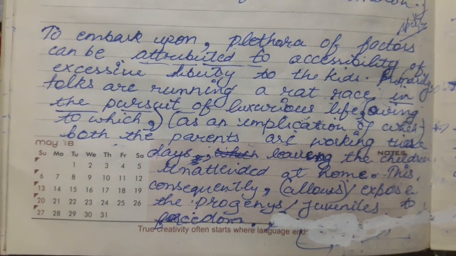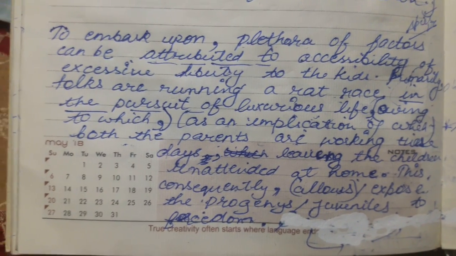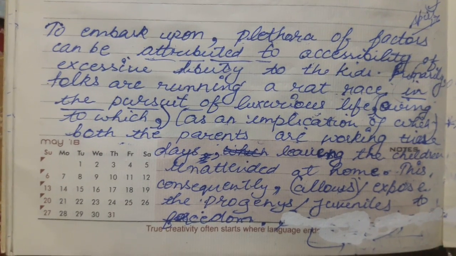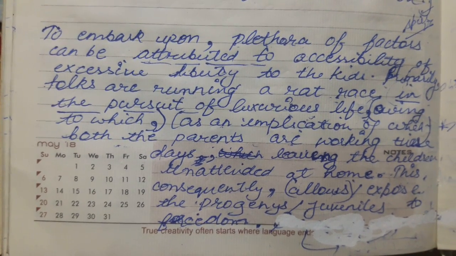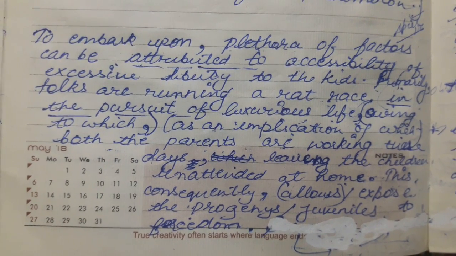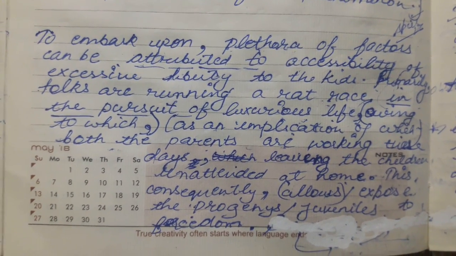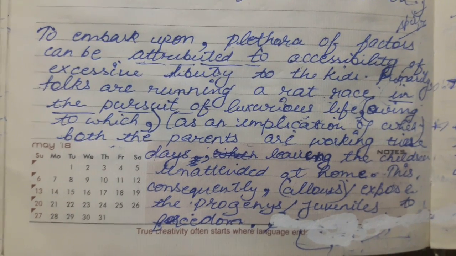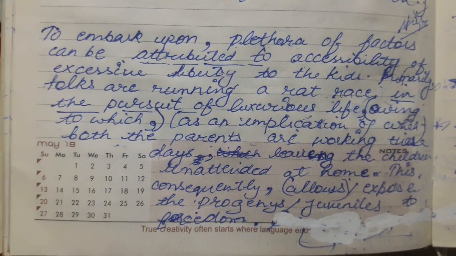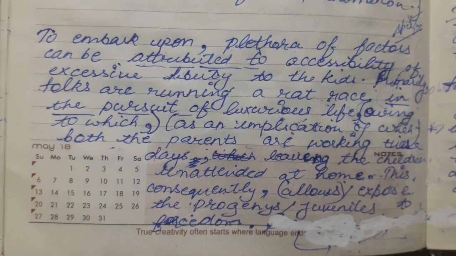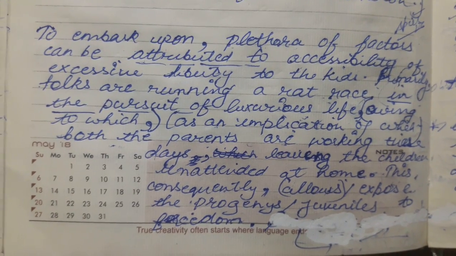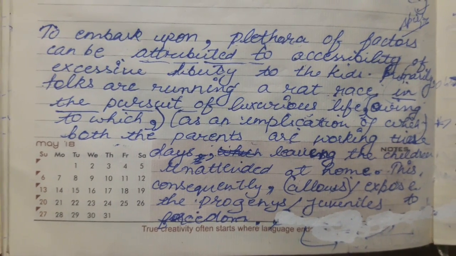The first body paragraph goes like this, and it contains the reasons, because reasons were also asked in the question. To embark upon means to start with. It's just written to start the answer. Embark means start. To embark upon, a plethora of factors can be attributed to the accessibility of excessive liberty to the kids. Attributed to means a plethora of factors are responsible for. If you want to say a plethora of factors are responsible for this particular thing, then you can say a plethora of factors can be attributed to that thing.